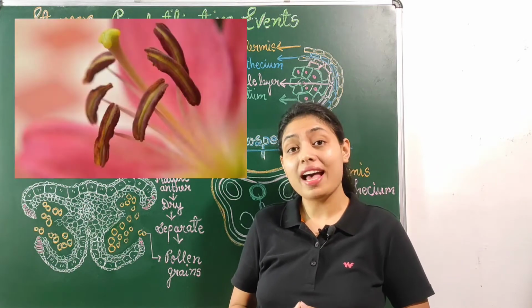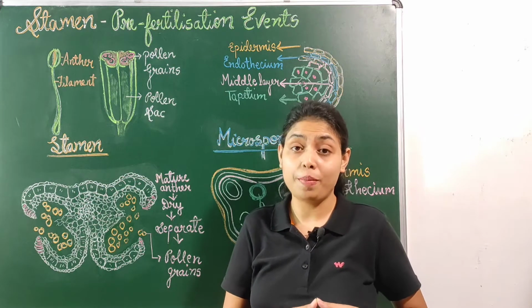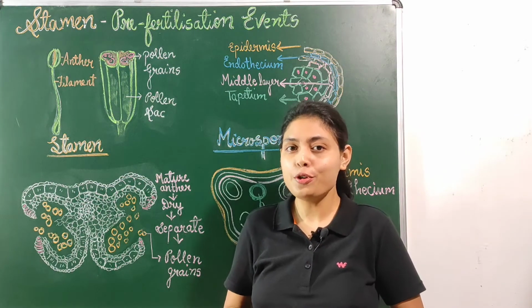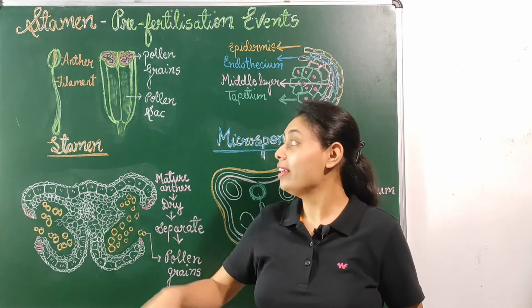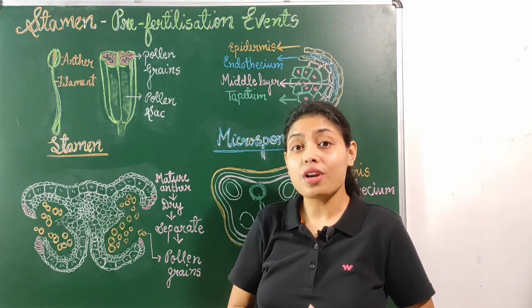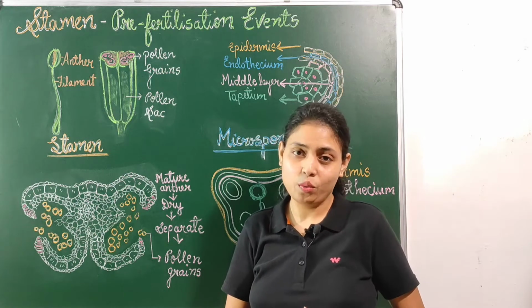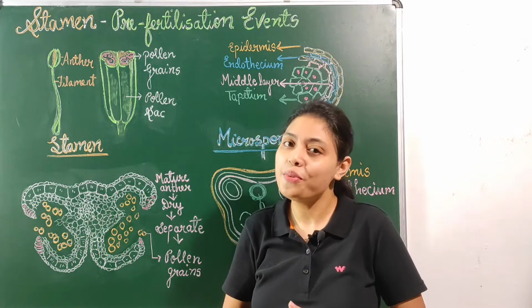Stamen is known as androecium. Stamen is also known as the male reproductive part of a flower. A typical stamen has two parts. The long cylindrical stalk is known as the filament. The bilobed structure present at the terminal is known as the anther. What is anther? Anther is a place where pollen grains are produced.